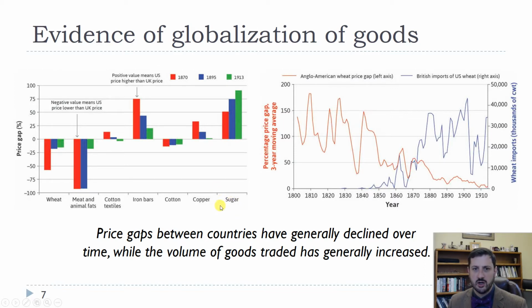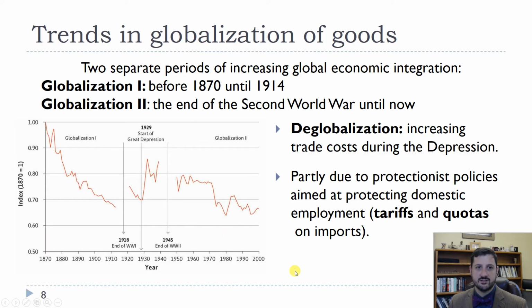And so sugar, there was a bunch of things going on. Part of that was the UK had colonies in the West Indies, and so they had access to a lot of sugar that the US did not. Here you can also see the price gap for wheat and then the British imports of wheat. So as the price gap got smaller and smaller, Britain imported more and more wheat. And so what we've seen over the last 100 years is those price gaps getting smaller and smaller, and because of that, trade increasing, right? So that's a positive cycle there.